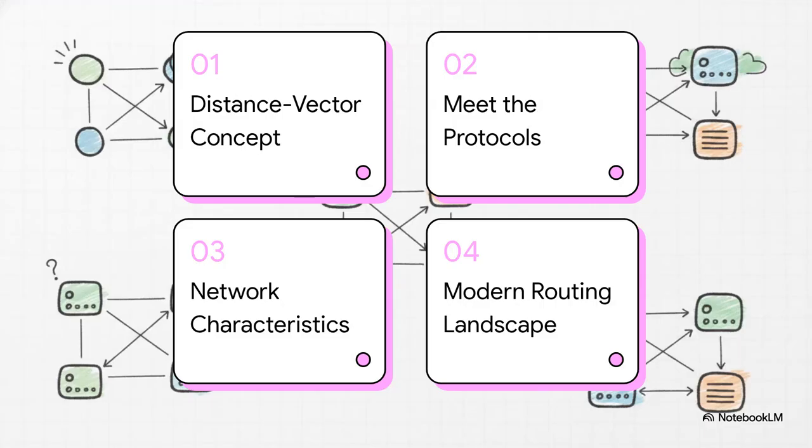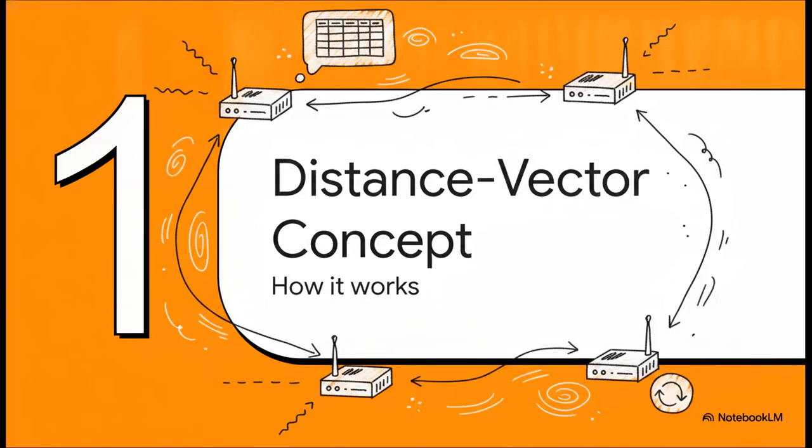Here's our roadmap for this explainer. First, the distance vector concept. Second, meet the protocols. Third, key network characteristics. And finally, the modern routing landscape. All right, section 1, the distance vector concept. Let's look at exactly how this works in practice.